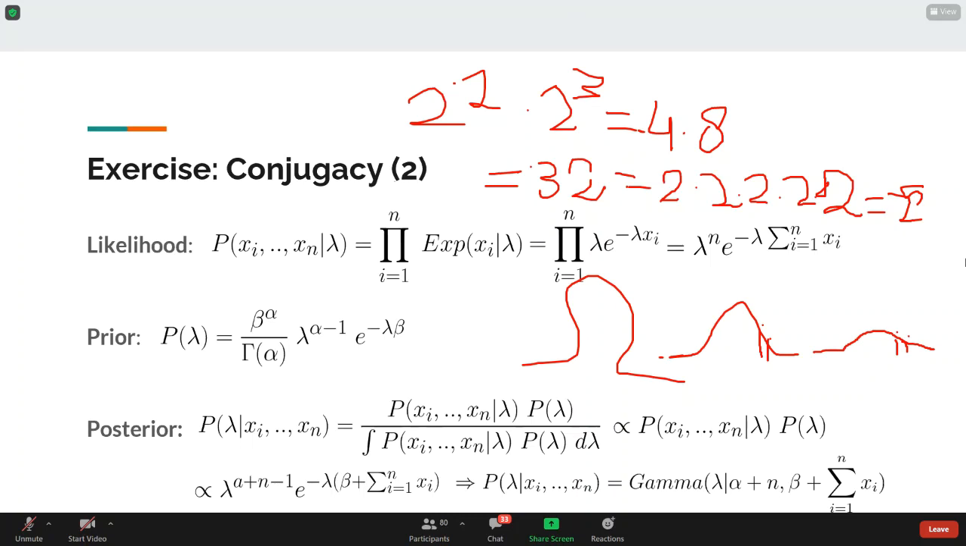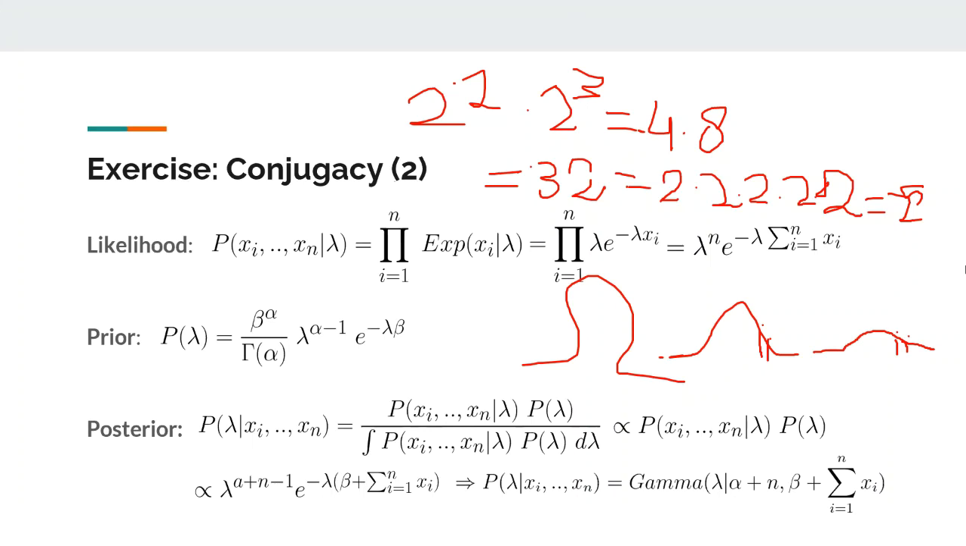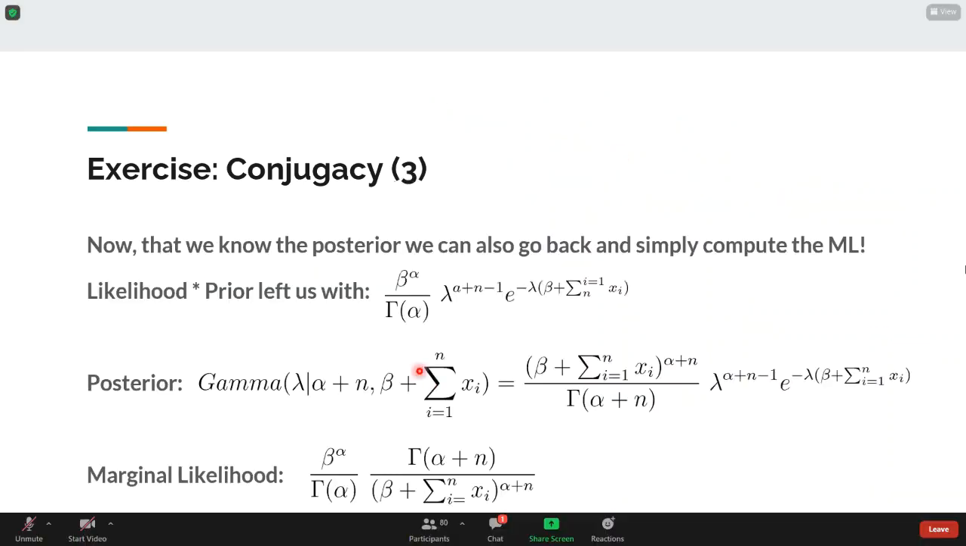Shouldn't the lambda in the prior be... no. I don't see where that's coming from. Me neither. Because the lambda in the prior is just this formula. Okay, but on the next slide, we will compute the marginal likelihood. So maybe that clears out the rest.